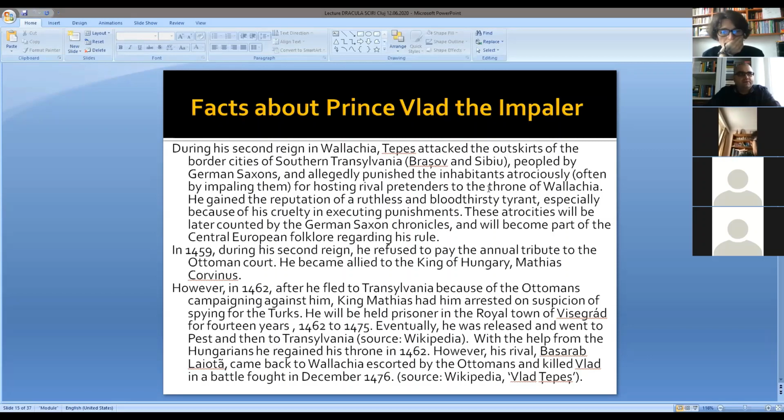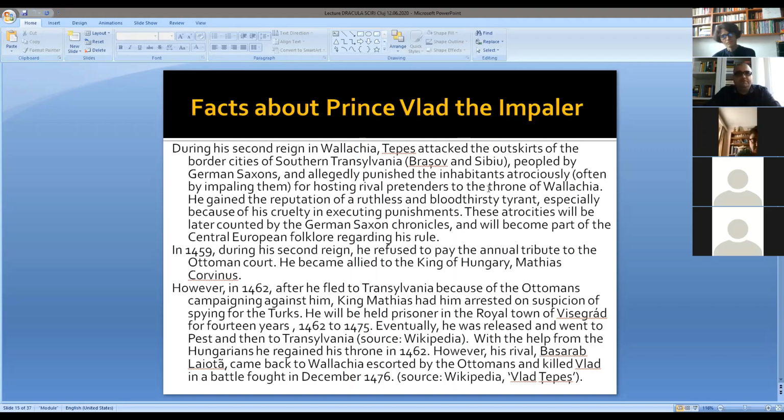At some point, the legends talk about his inclination to drink the blood of his victims. So this is probably one of the sources of Stoker's idea of describing a vampire which is somehow in some way related to the voivode Vlad Dracula.